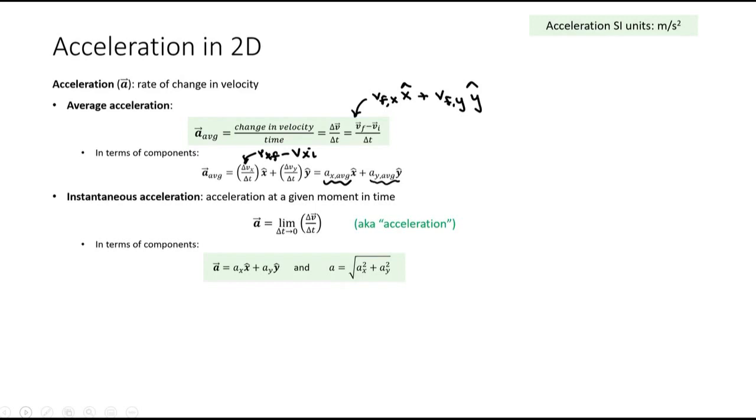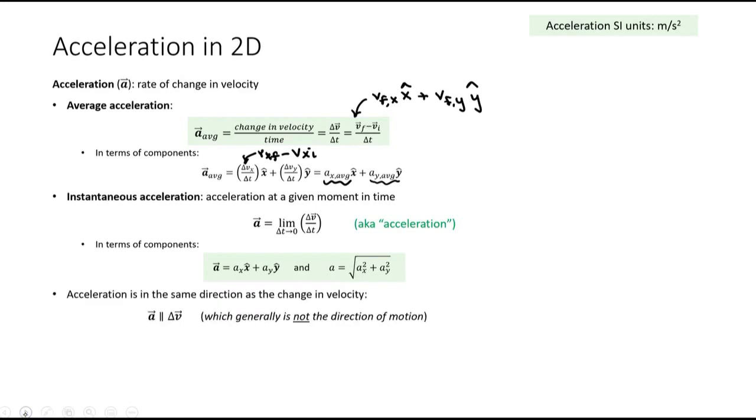All right, then if we were to think about the magnitude of the acceleration, we're just going to think about using our vector components. And so we know that the magnitude of the acceleration is going to be ax squared plus ay squared, and then we take the square root to find that magnitude of a.